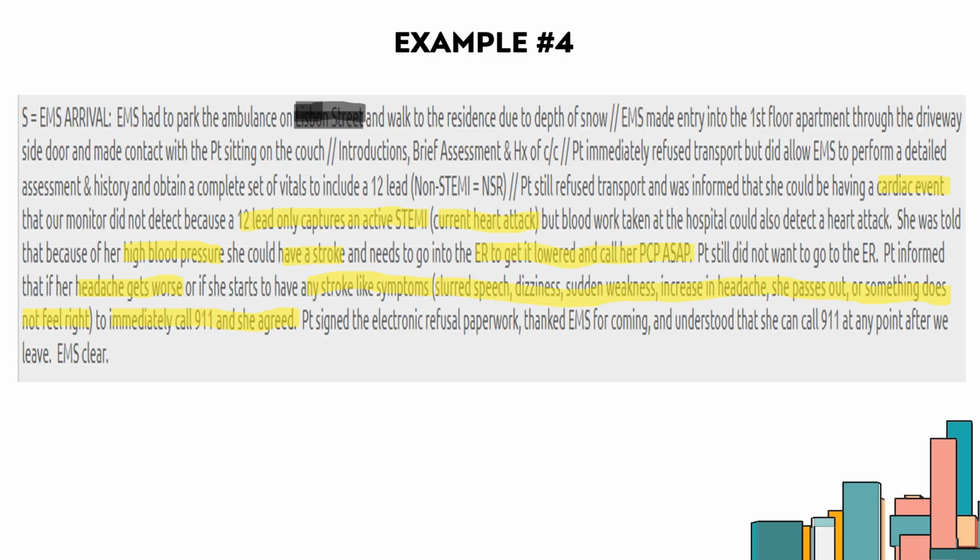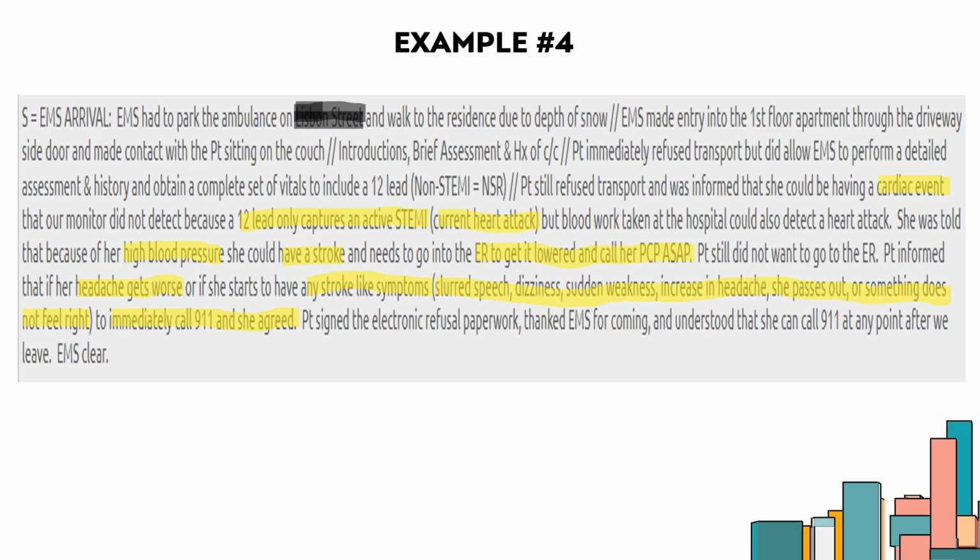But blood work taken at the hospital could also detect a heart attack. As we know, 50% of MIs are N-STEMIs, so there is no ST elevation in their EKG rhythm. So it's detected by troponin levels at the hospital. She was told that because of her high blood pressure that she could have a stroke. It needs to go to the ER to get it lowered and call her PCP ASAP.